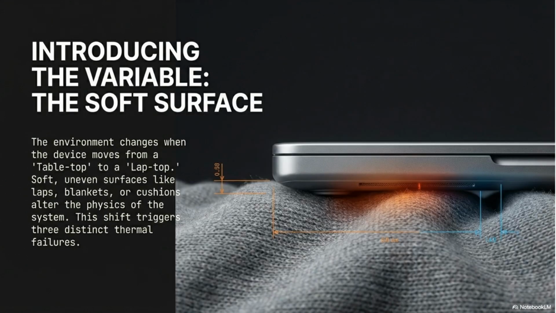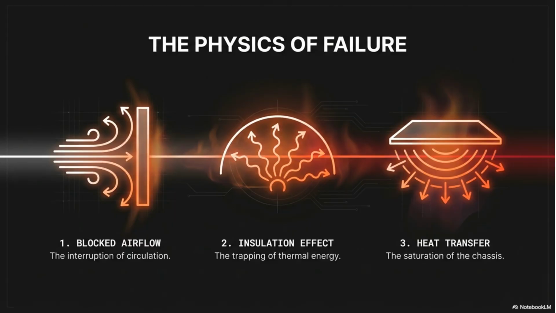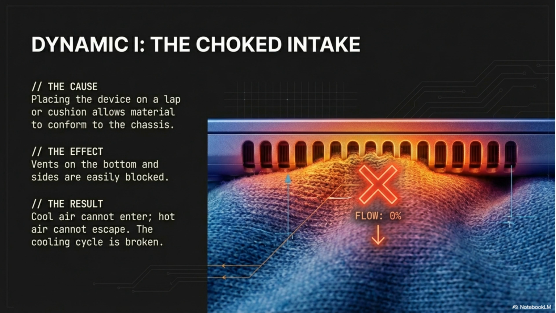The environment changes when the device moves from a tabletop to a laptop. Soft, uneven surfaces like laps, blankets, or cushions alter the physics of the system, triggering 3 distinct thermal failures. These failures include blocked airflow, which interrupts circulation, the insulation effect, which traps thermal energy, and heat transfer, which saturates the laptop chassis.